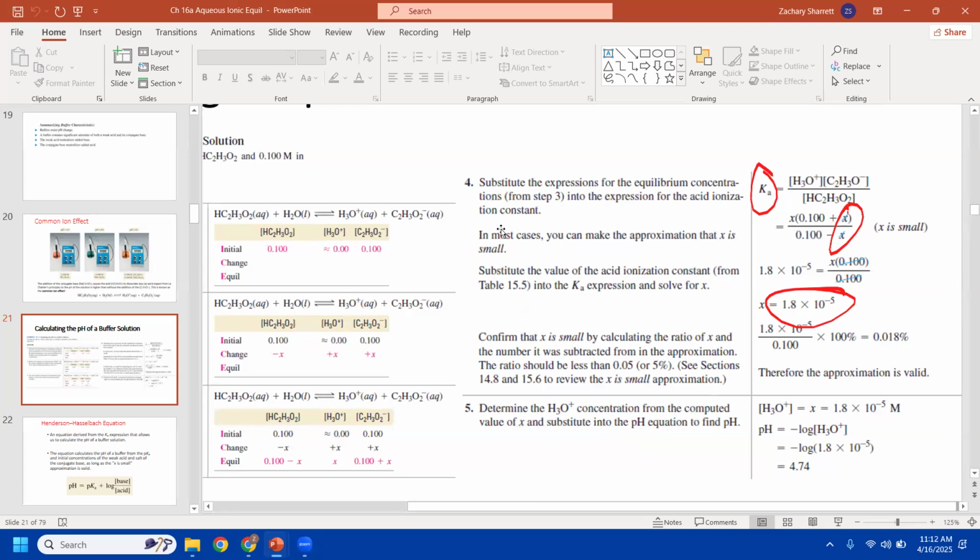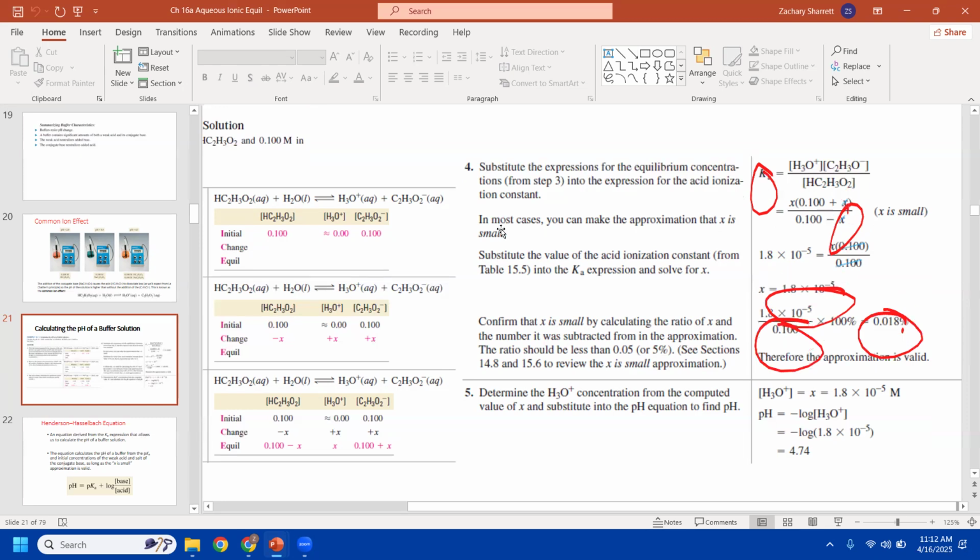We solve for x. I'm not going to go over this because we've done it at least 17 times in this class. We get 1.8 times 10 to the negative 5. We divide that by the original concentration, 0.018%. Is this approximation valid, Carissa? It is. Less than how much? Less than 5%, right? So the approximation is valid.